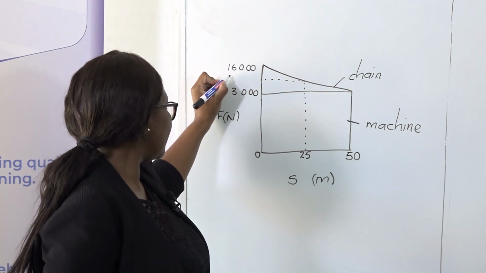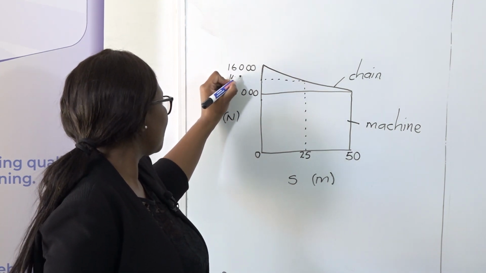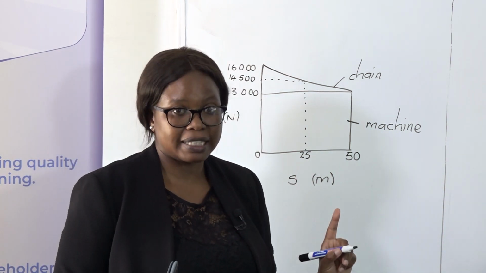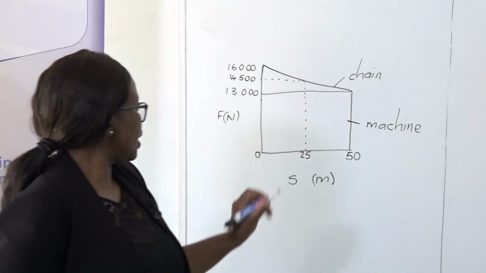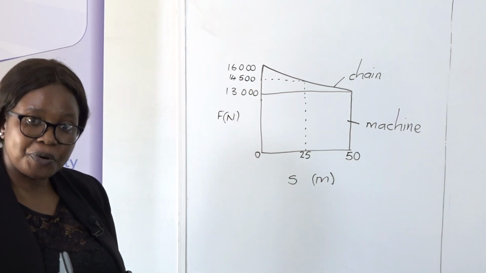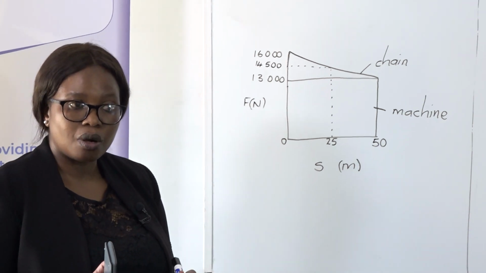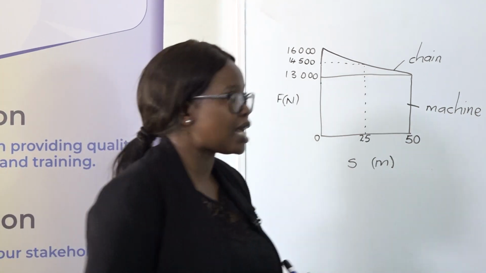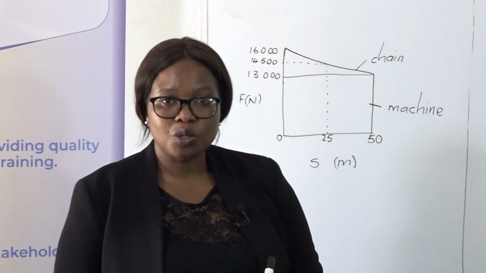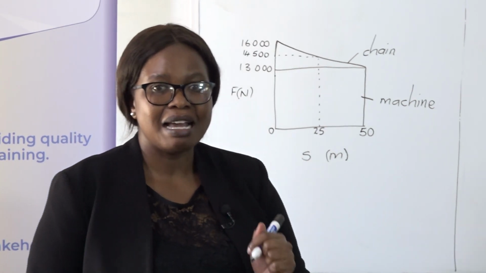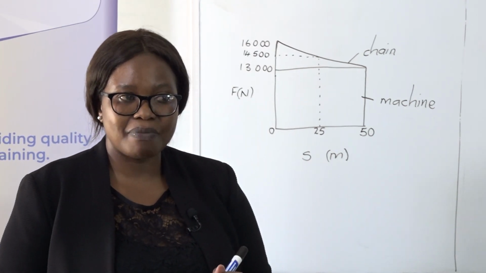So here, let's say probably it's 14,500. We need to prove it by calculating it, right? So here, this is our average force. But let's prove it. Is it true what we are getting? How are we going to calculate the average force? Average force is equal to 0 plus maximum force minus minimum force divided by 2.